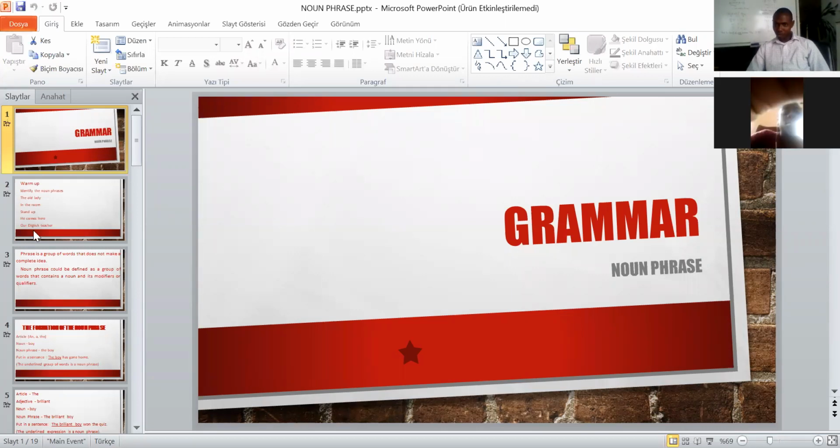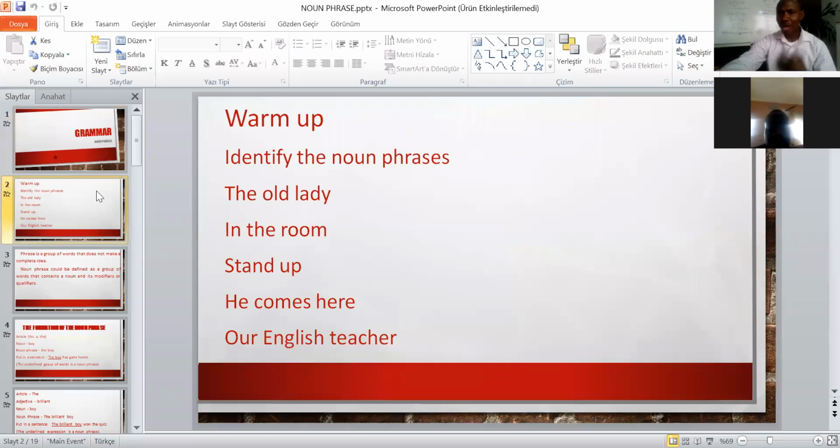On the screen, we have a noun phrase. Warm up. Identify the noun phrases. The old lady in the room, stand up. It comes here. Our English teacher.